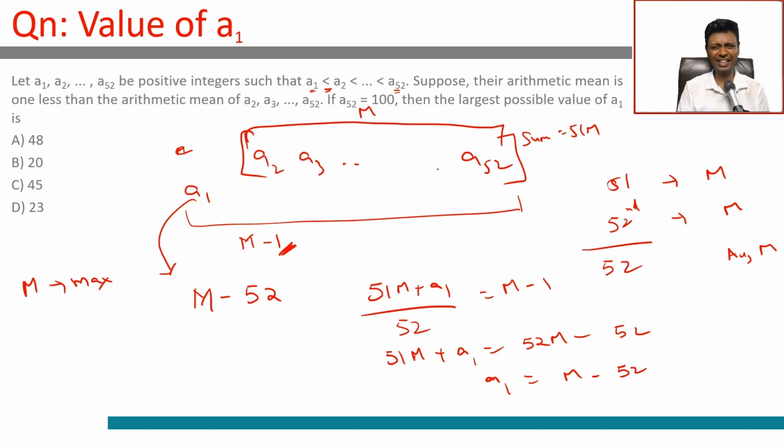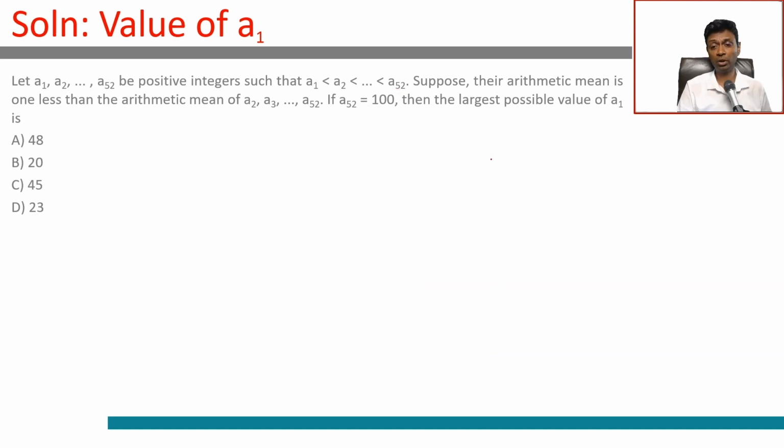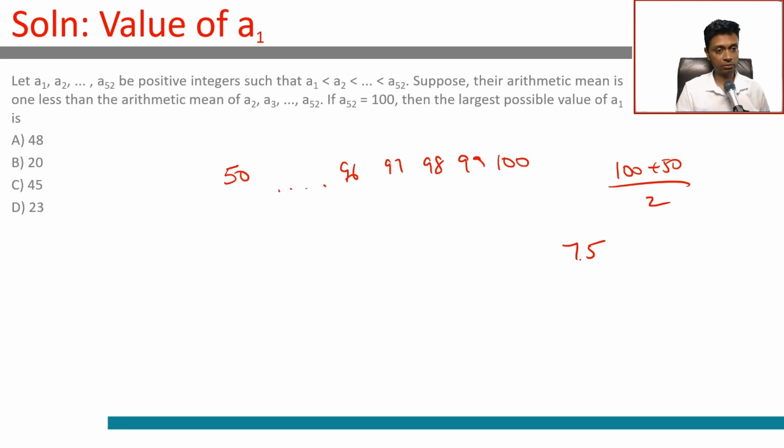So what is the maximum possible average of 51 distinct natural numbers, where the largest is 100? We go 100, 99, 98, 97, 96, all the way till 50. It should be 51 numbers. The average of all this is nothing but (100 plus 50) by 2. Average is 75. So the max is 75. A max is 75 minus 52, which is 23.